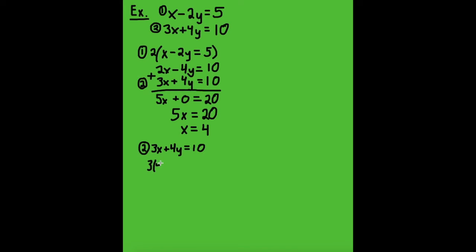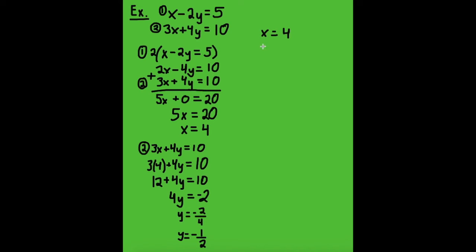So we get 3 times 4 plus 4y equals 10. We get 12 plus 4y equals 10. When we subtract 12 from both sides, we get 4y equals negative 2. When we divide by 4 on both sides to isolate and solve for y, we get y equals negative 2 over 4. Hence, y equals negative 1/2. So we have x equals 4 and y equals negative 1/2.